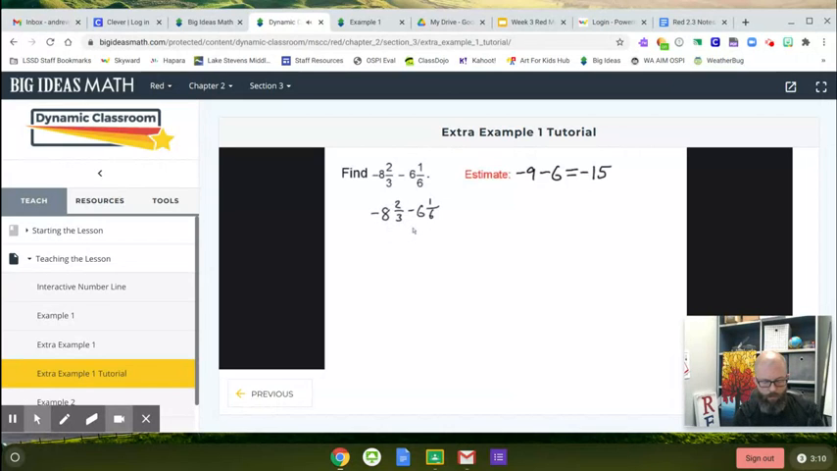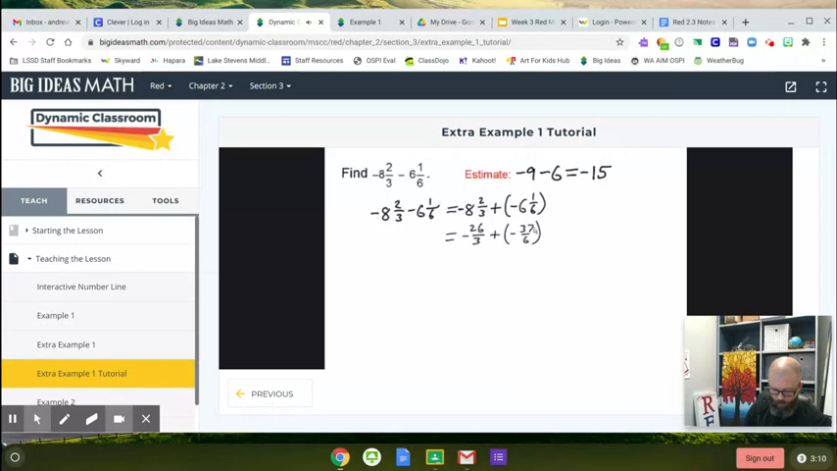Now notice it's not so easy to add mixed numbers, so let's convert these to improper fractions. In the first term, because 3 times 8 is 24, plus 2 is 26, write 26 in the numerator and keep the denominator of 3. So you end up with -26/3. And then over here, 6 times 6 is 36, plus 1 is 37, so that goes in the numerator and you keep 6 in the denominator and you get -37/6.